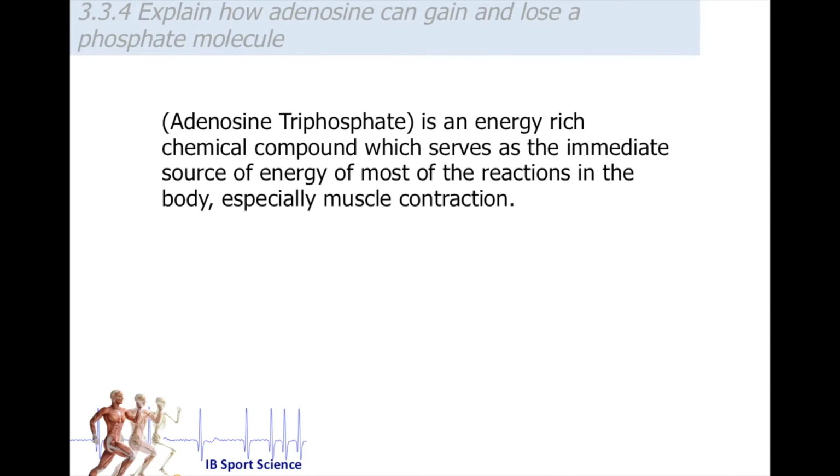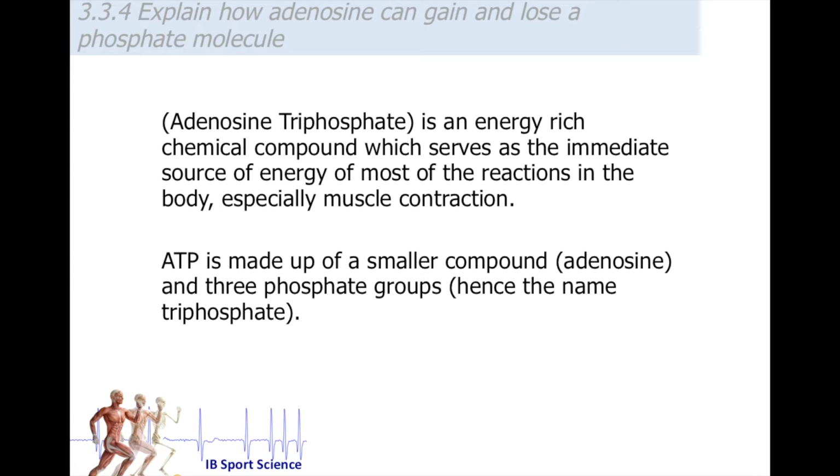Adenosine triphosphate, or ATP, is an energy-rich compound, and it's what the body uses to power muscle contraction and other metabolic processes. It's our body's currency for energy, for doing work. There might be many other formats in which energy is stored in the body, but they all have to be converted into, or the energy has to be transferred into, ATP before it can get used.